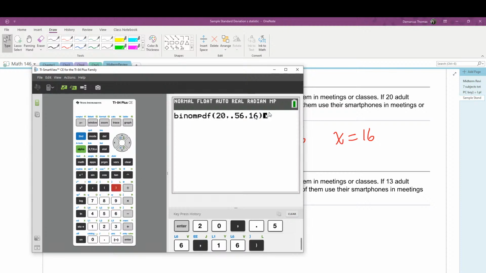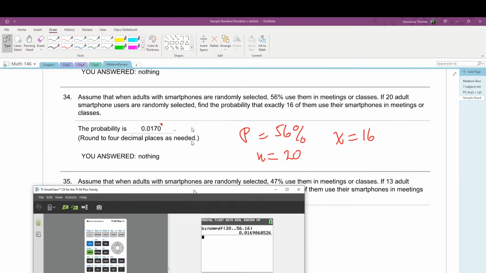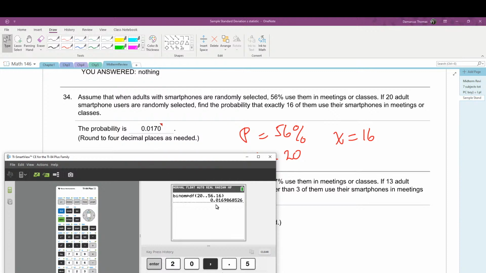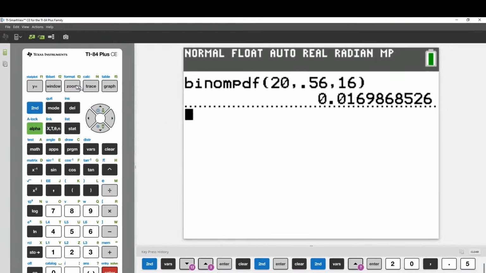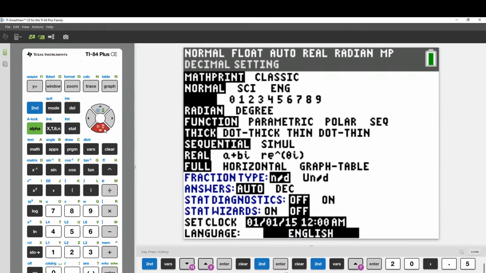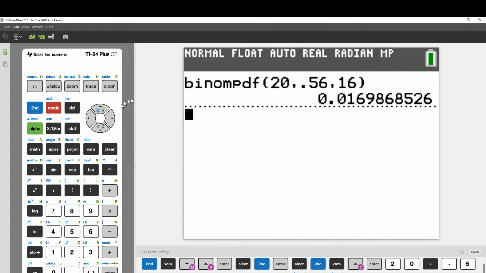Now, if you didn't know the order, you could use StatWizard, but I got 0.0169. Round it to 4 places, so you're actually going to get 0.0170. Now, what you can do is turn on StatWizard. Go to Mode, and then go to StatWizard, turn that on. And now, when you use Binomial Pdf formula, it will prompt you on what to enter.